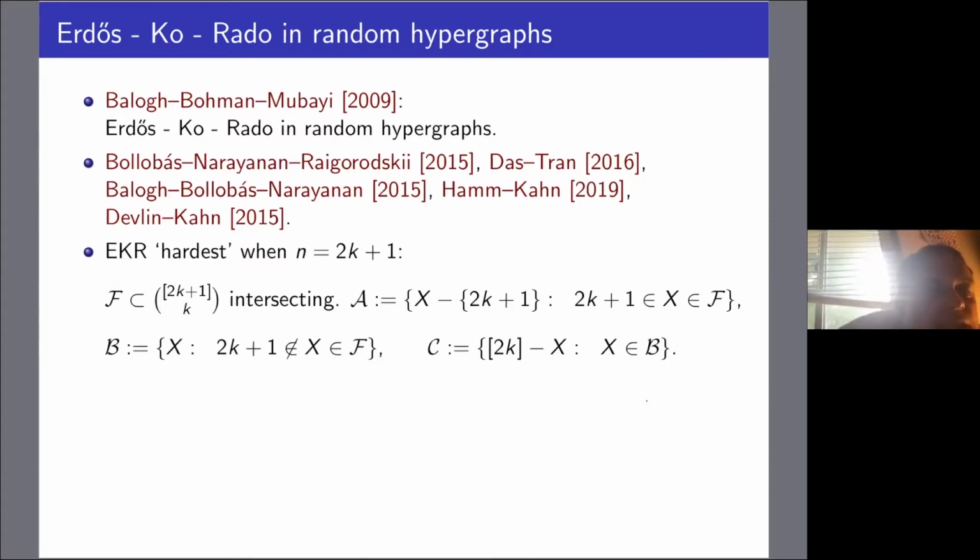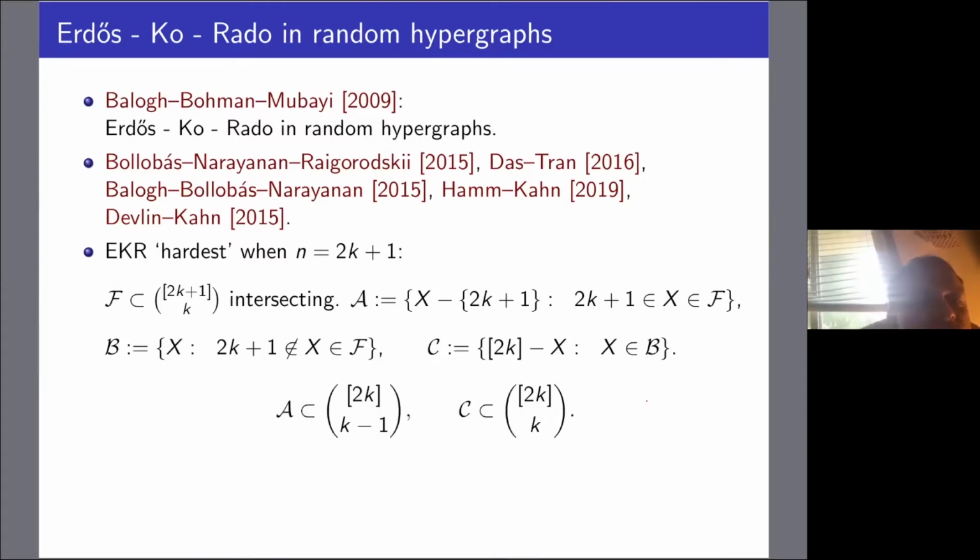So assume that we have an intersecting family. Then we split the hyperedges into two classes, A and B. I put hyperedges into class A which contain the largest element 2k plus 1, and I take out this element 2k plus 1. And I put the other hyperedges into family B, which don't contain element 2k plus 1. And I take the complement of this family, so I create family C by taking the complements of sets from family B, but I ignore now the element 2k plus 1. And I compare now families A and C.